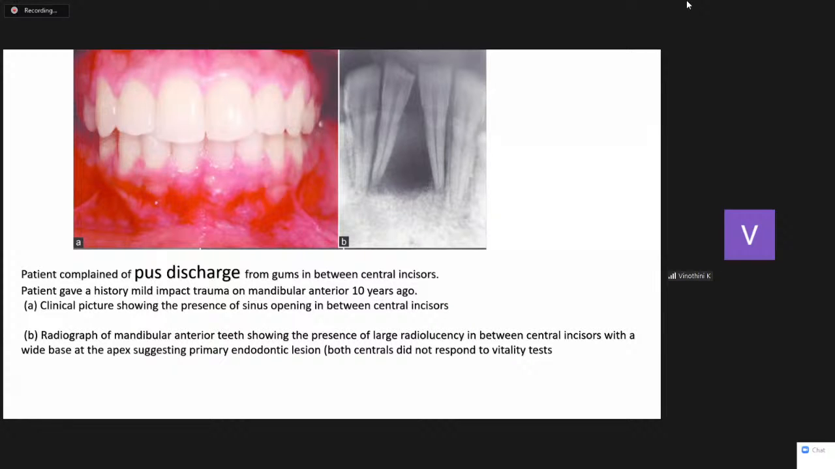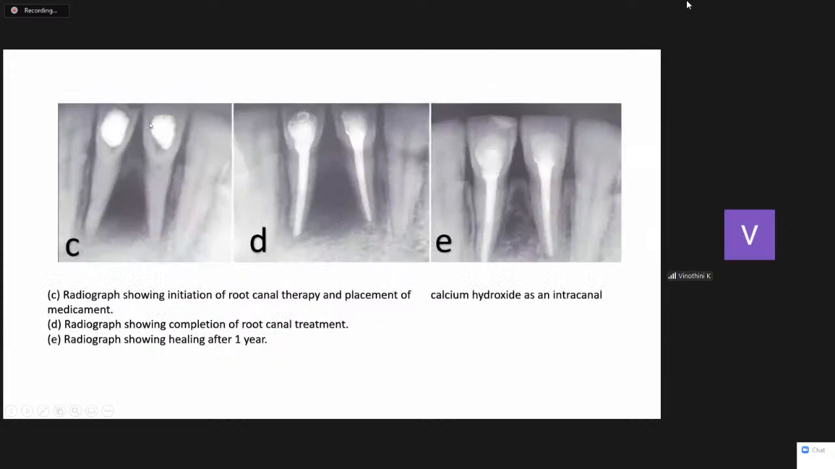So primary endo here, there is a patient with the presence of a sinus opening in the mid central incisor. Here they just changed the intracanal medicament and they did nothing for the bone loss. They just did the RCT and you can see the healing response. That's why you have to know whether it is primary endo or primary perio. Directly, you should not jump into perio treatment. Always do endo first.